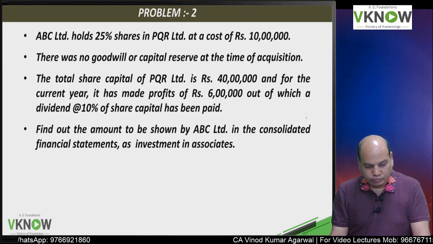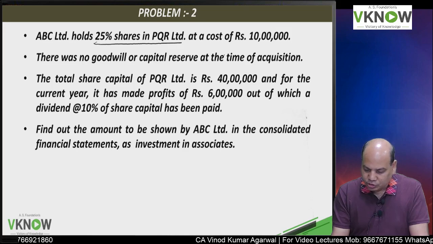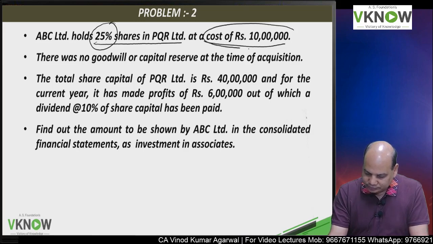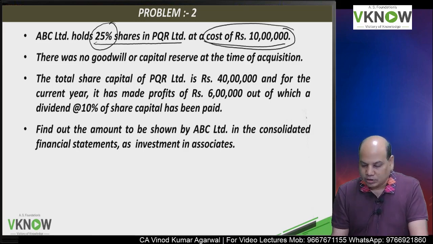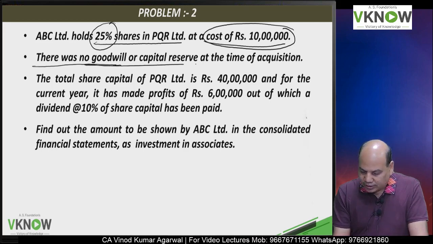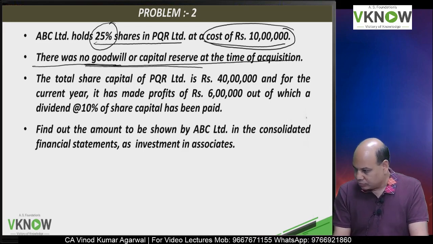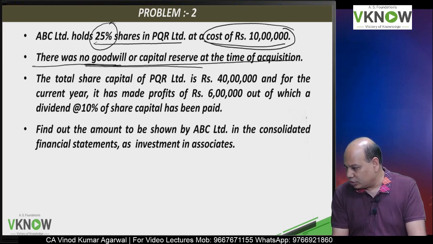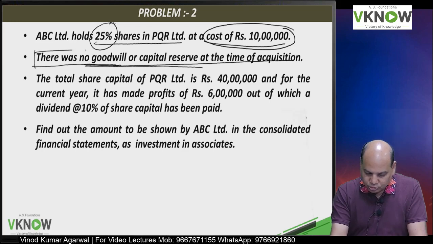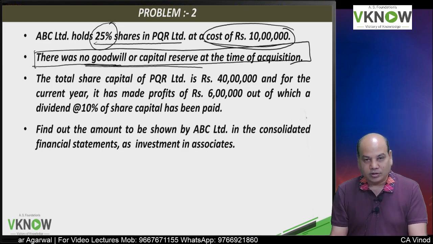Question number 2. ABC holds 25% share in PQR at a cost of rupees 10 lakh. These investments were acquired for 10 lakh. There was no goodwill or capital reserve at the time of acquisition. So the problem is saying there is no goodwill or capital reserve at the time of acquisition. You are not required to prepare this working note on goodwill or capital reserve.